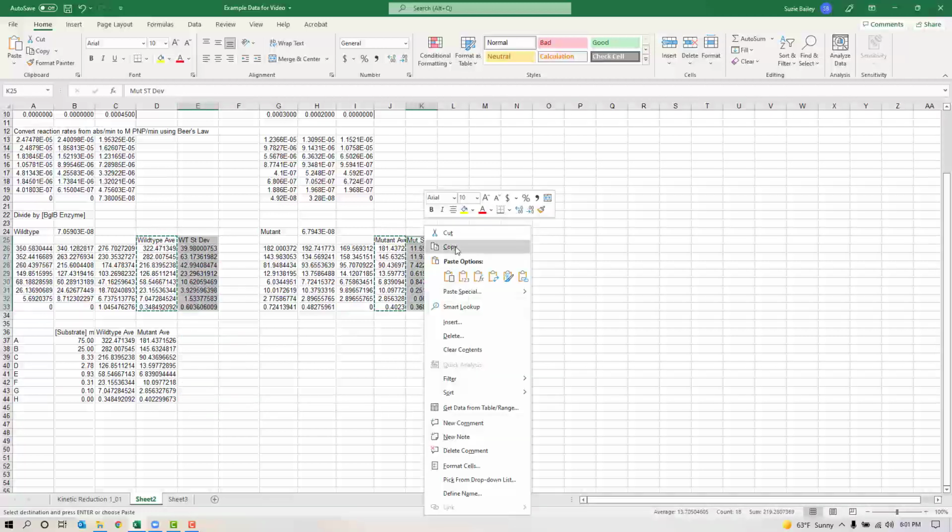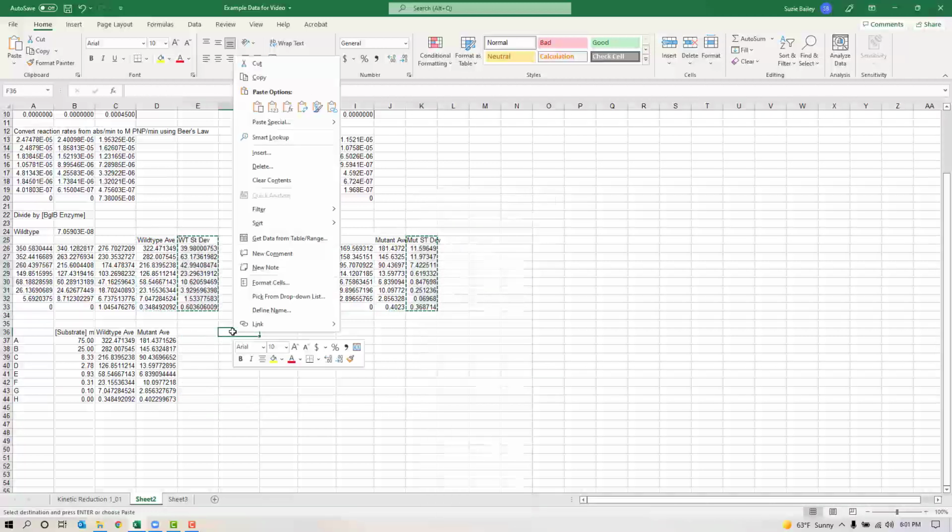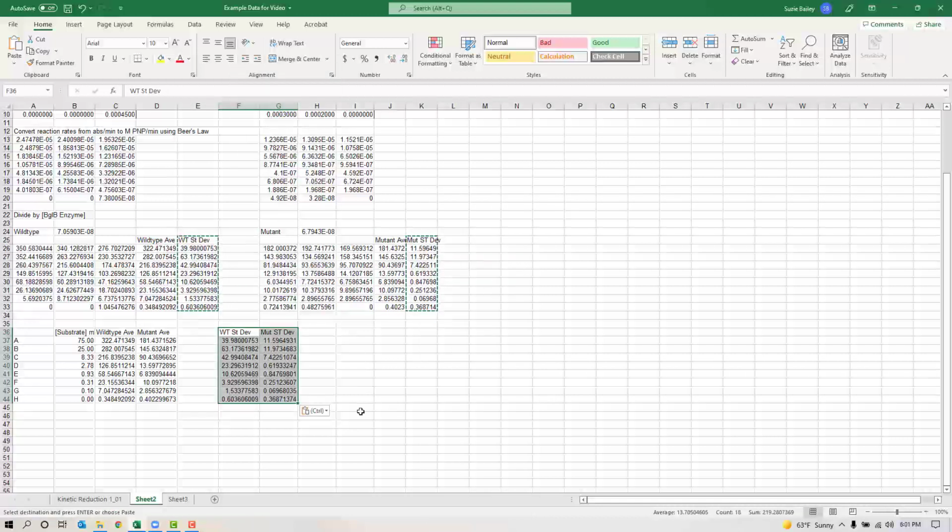This is totally optional. You don't have to move your data around like this. This is just habit. It's the way that I've always done things when I'm plotting data. I arrange the data how I want it to be so that it ends up in the graph exactly as I expect it to be. So these values are my substrate concentrations. Those are my x-axis values in my Michaelis-Menten graph. These averaged reaction rates for my wild type and my mutants are going to be my y-axis values.